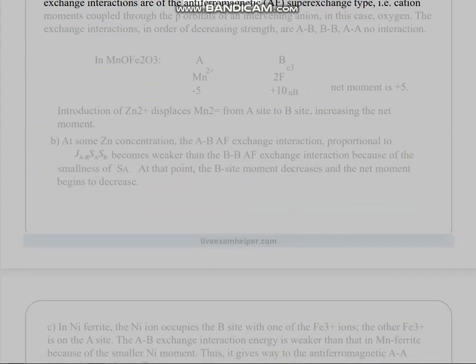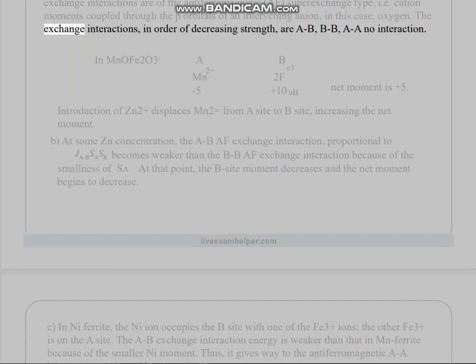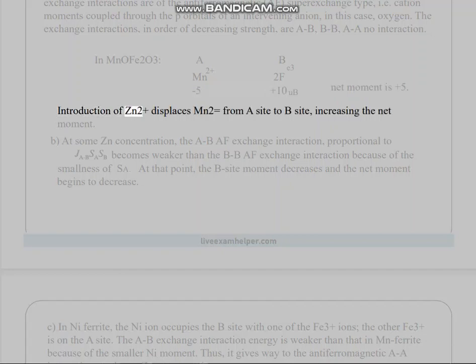The exchange interactions are of the antiferromagnetic (AF) superexchange type, i.e. cation moments coupled through the p orbitals of an intervening anion, in this case oxygen. The exchange interactions, in order of decreasing strength, are AB, BB, and AA, which is no interaction. In MnO Fe2O3, A is Mn2+ and B is 2 Fe3+: -5 plus 10, net moment is +5. Introduction of Zn2+ displaces Mn2+ from the A site to the B site, increasing the net moment.